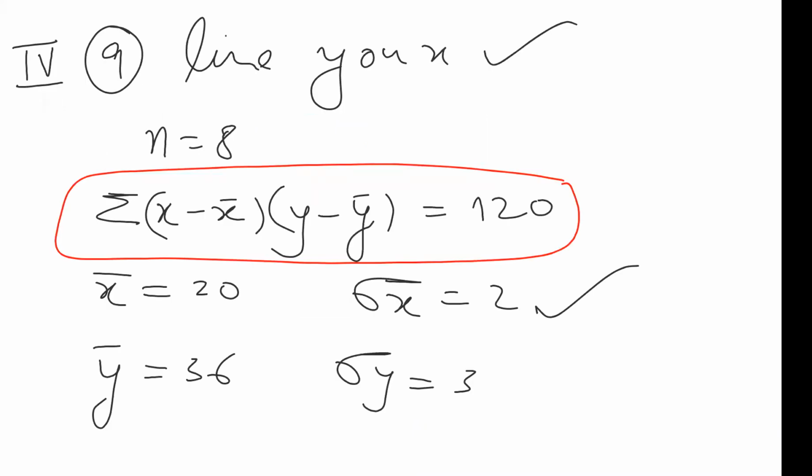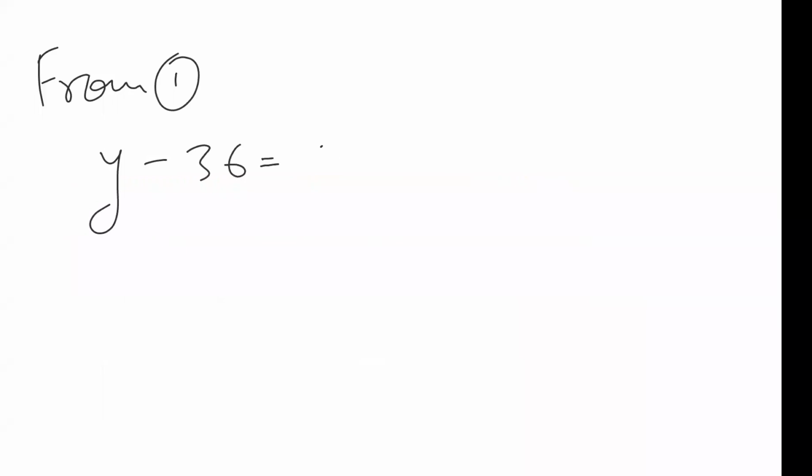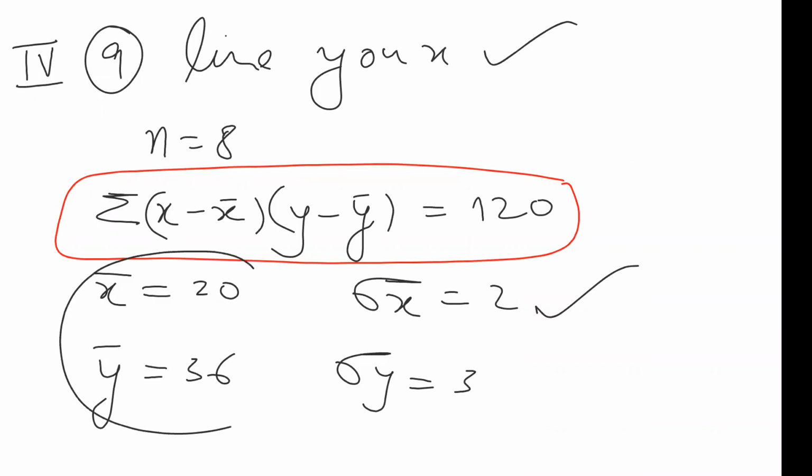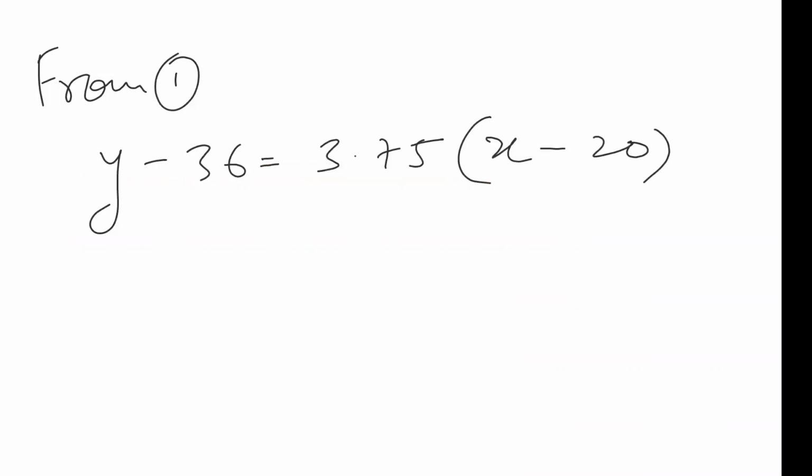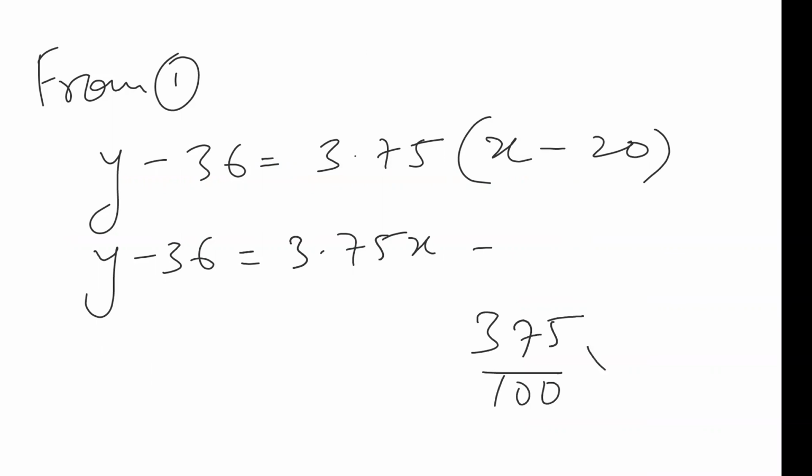So I'll write from 1, y minus y bar. The value of y bar is given as 36. Okay, byx is 3.75, we just calculated. X minus 20, x bar is equal to 20. Okay, see, x bar is equal to 20. We'll have to simplify this equation. Y minus 36 is equal to 3.75 x minus 3.75 into 20, that is 375 upon 100 into 20, right?